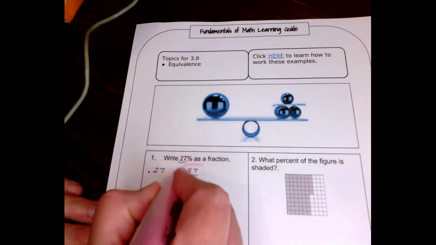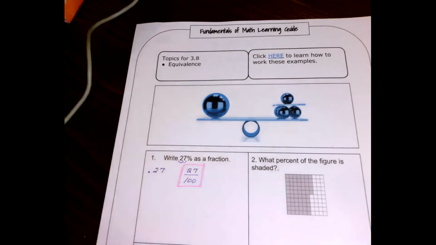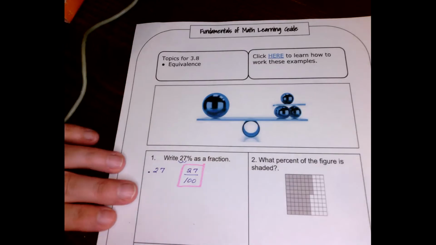Another way to think of it is percent means per 100. So literally 27% means 27 per 100. And you could write your fraction that way as well.